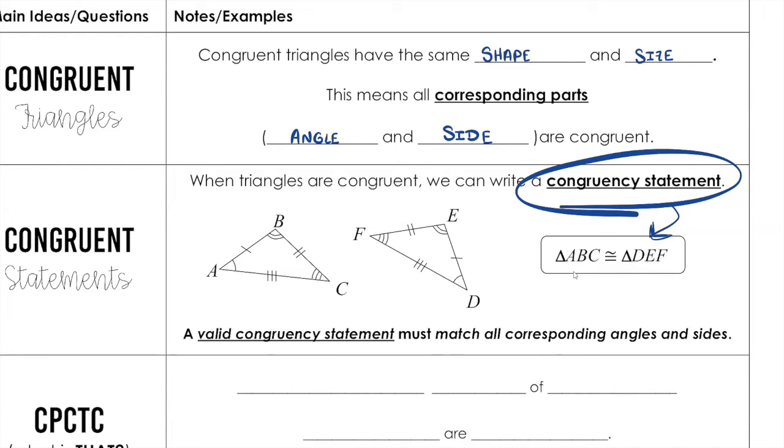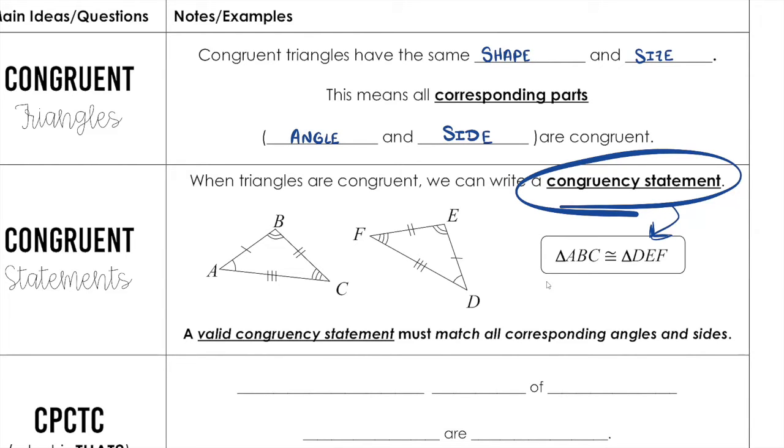Because if I don't give y'all a picture and I just give y'all that congruency statement, I know every single corresponding relationship that exists. I know all three angles and all three sides. All three relationships, that is. So our valid congruency statement must match all the corresponding angles and sides.